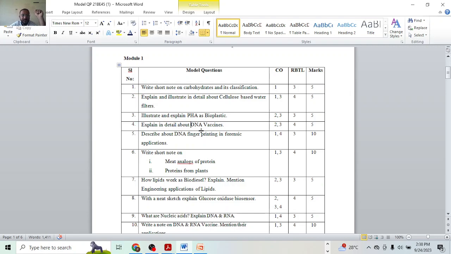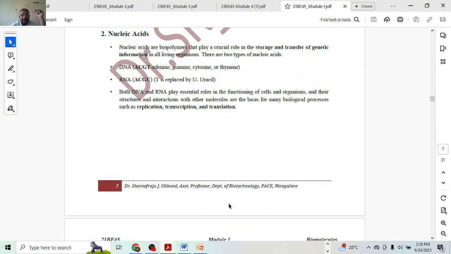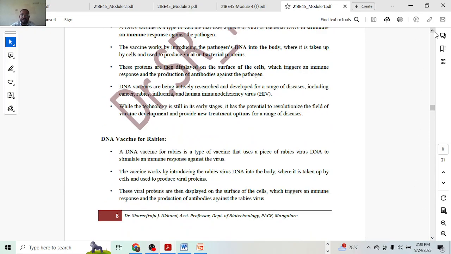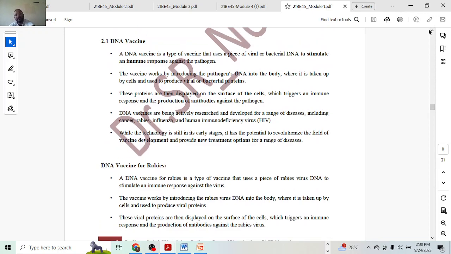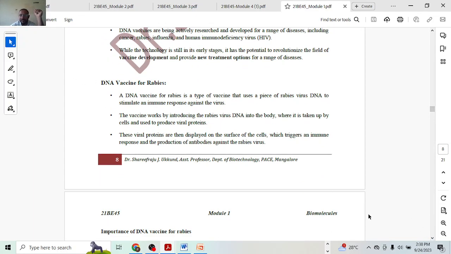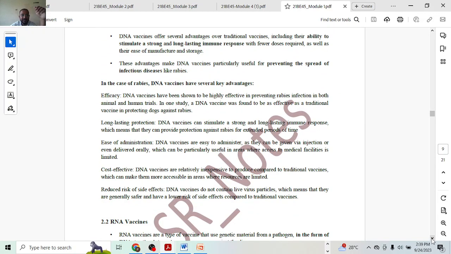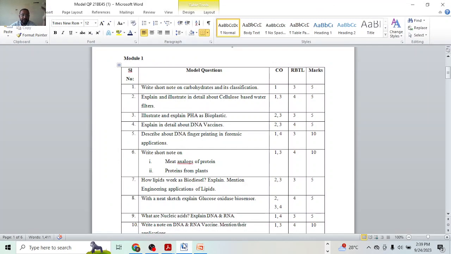Okay, so now you have explain in detail about DNA vaccines. Speaking about nucleic acids, they have not asked about nucleic acids, then suddenly you have to go for DNA vaccines. So you need to write the DNA vaccine here, start from here. This particular thing will get you 2 marks, whereas the DNA example, that is DNA vaccine for rabies, will give you 2 marks, and importance of DNA vaccine for rabies will give you 1 mark. The key advantages and disadvantages you can also include if it is asked for more marks. Always frame your answer according to marks.